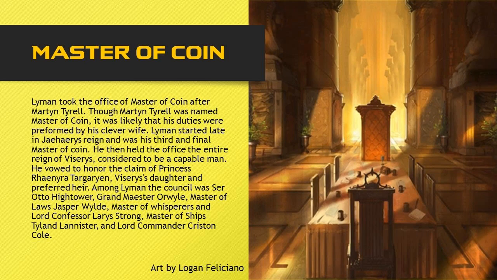He then held the office the entire reign of Viserys, except for that little bit, considered to be a capable man. He vowed to honor the claim of Princess Rhaenyra Targaryen, Viserys' daughter and preferred heir. Among Lyman, the council was Sir Otto Hightower, Hand of the King, Grand Maester Orwell, Master of Laws, Jasper, Ironrod Wylde.